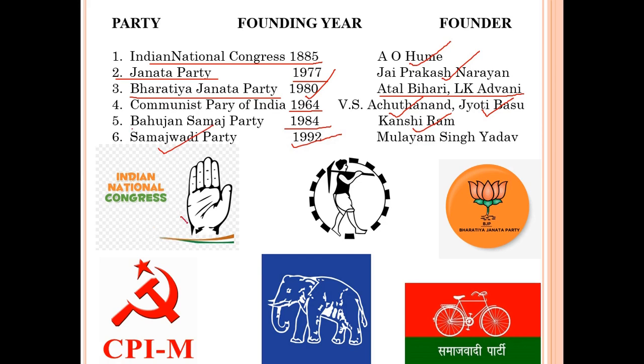The symbol of Indian National Congress this time. This was the symbol of Janata Party. This was the symbol of Bharatiya Janata Party, or still it's going on. Actually, Janata Party is now no more. The party was split into various groups and new parties were formed. So this party is now not active. Name changed. Bharatiya Janata Party is active. CPIM, this is the symbol of CPIM. Bahujan Samaj Party symbol, and of course this one is Samajwadi Party symbol.